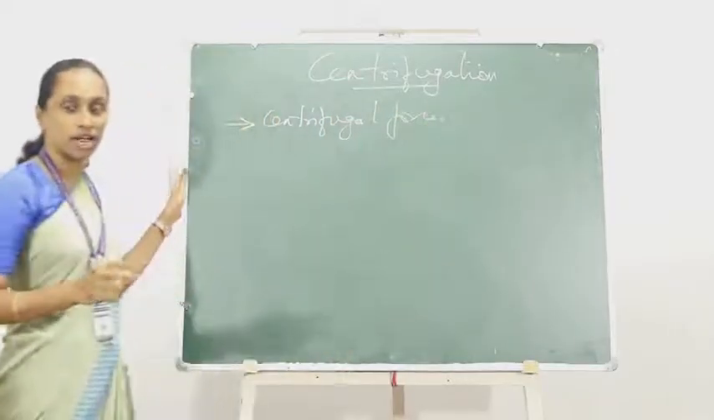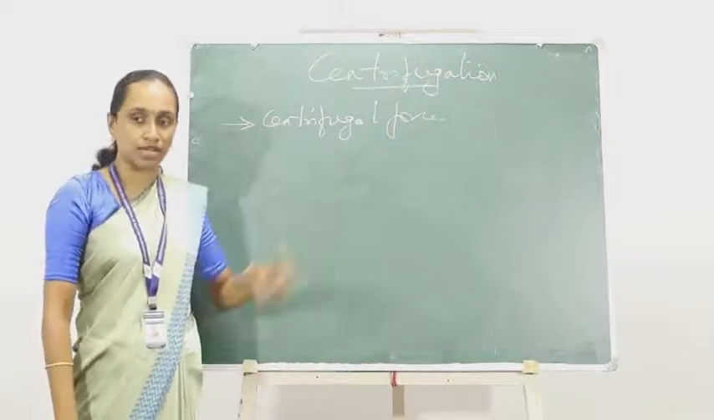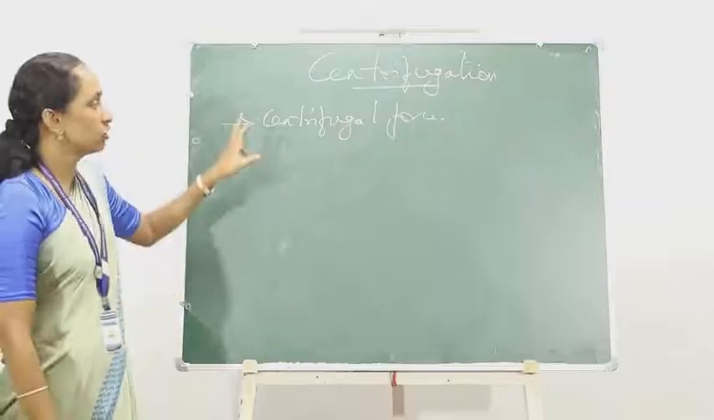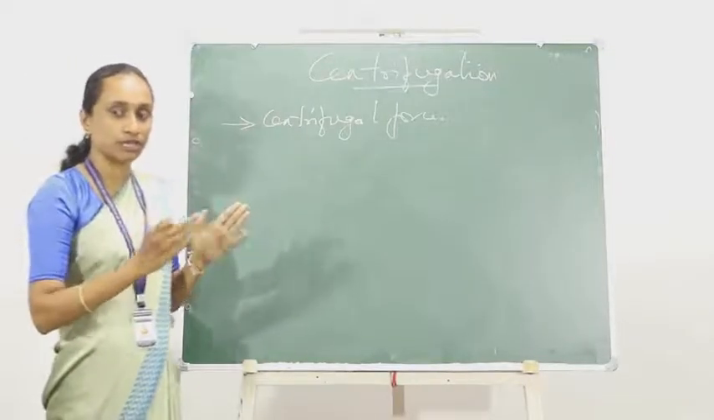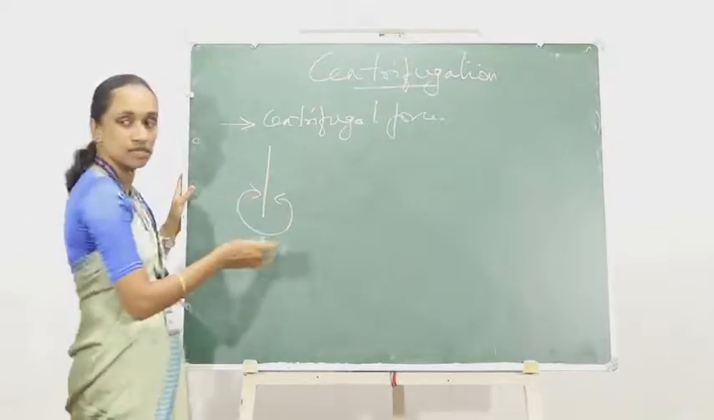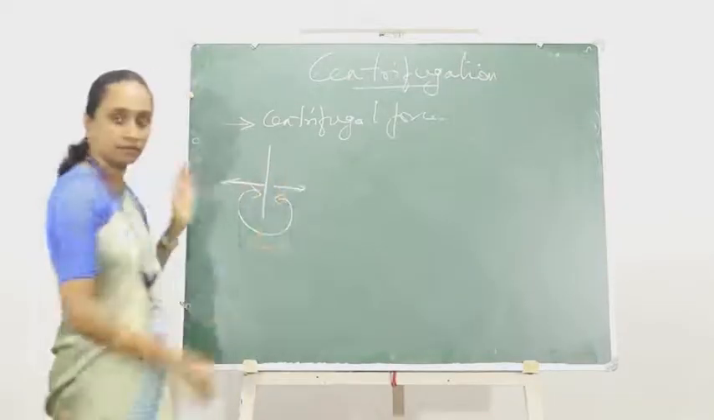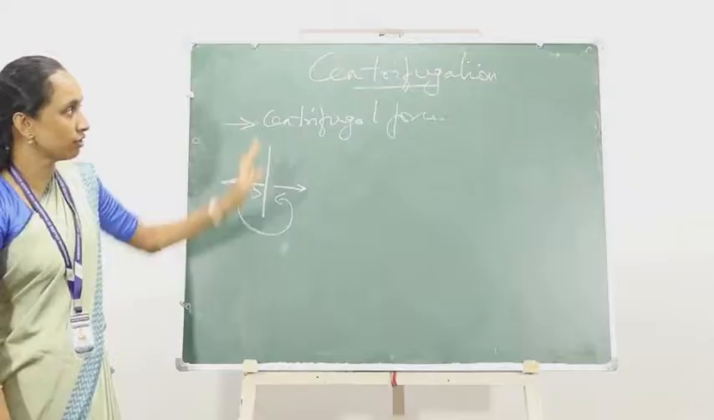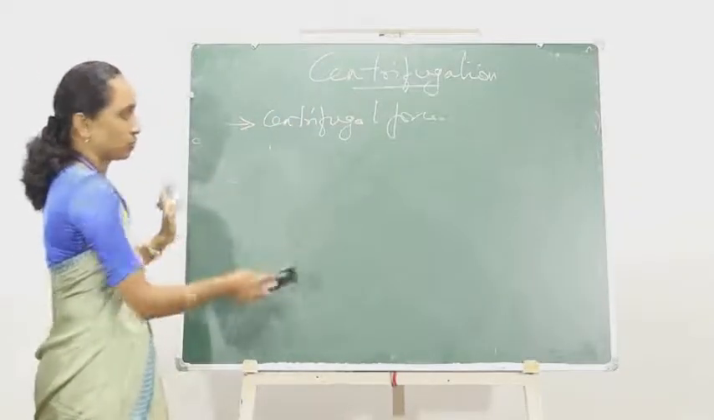We all know that there are two different types of forces related to centrifugation, that is centrifugal force and the other one is centripetal force. Centrifugal force pushes the object away from the axis. For example, this is the axis of rotation. So in centrifugation, centrifugal force plays a major role.